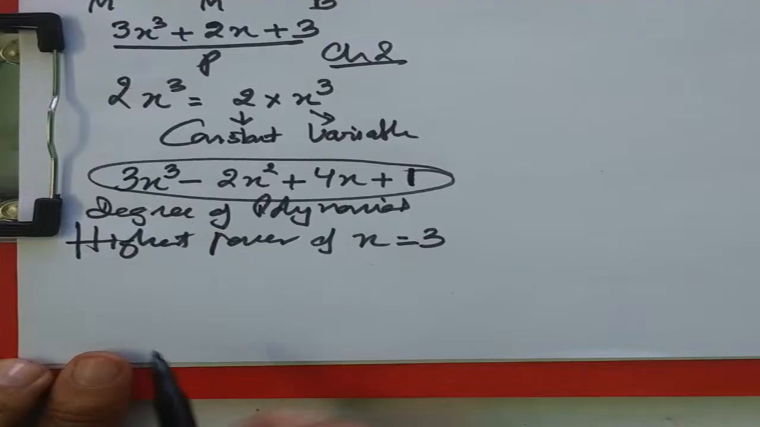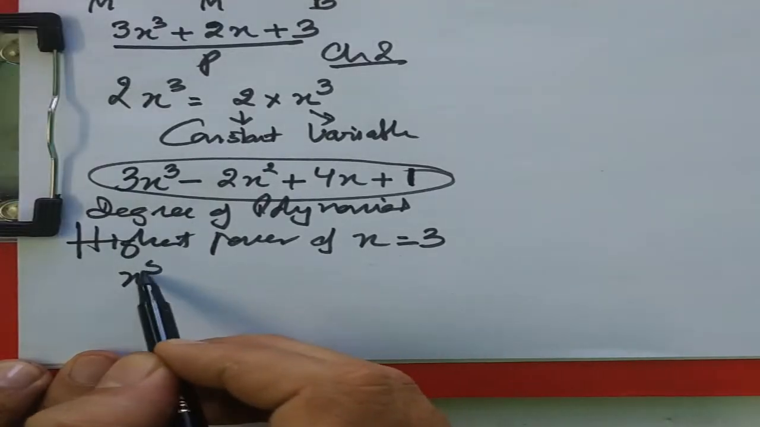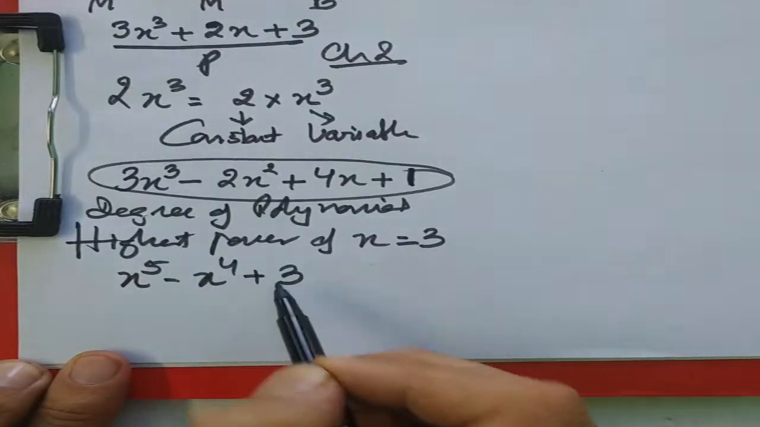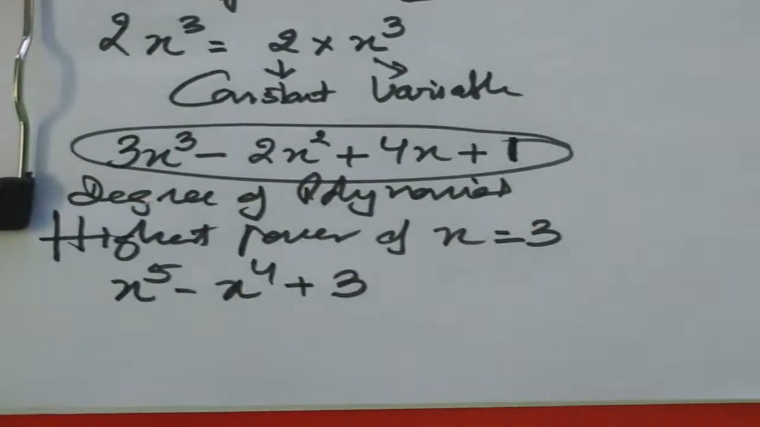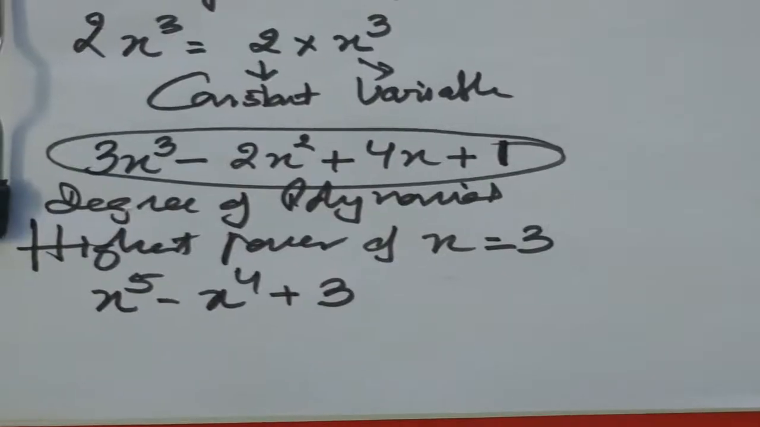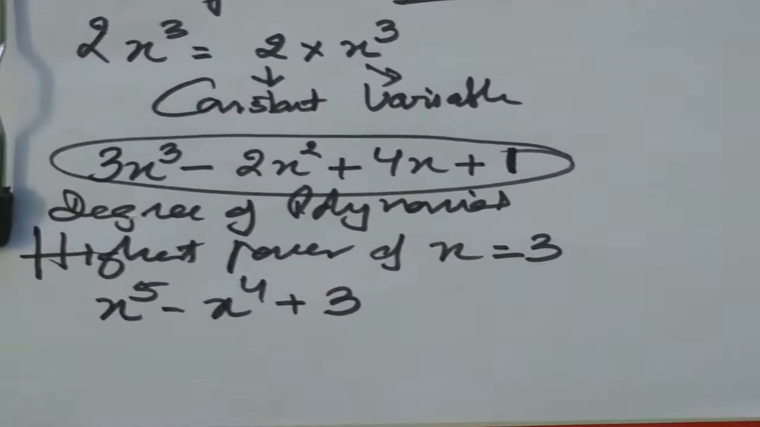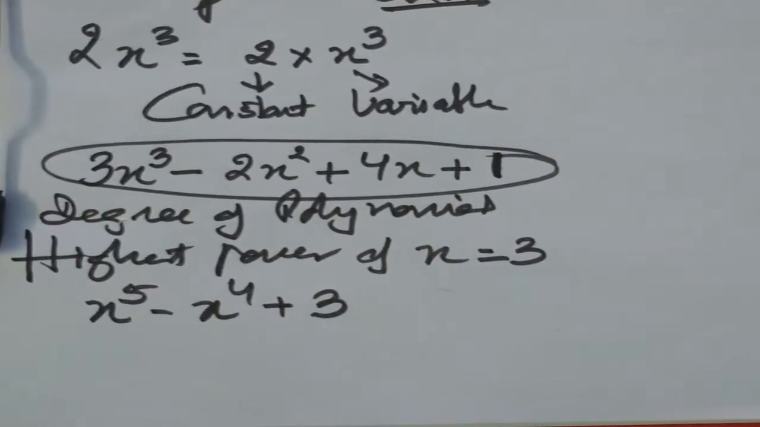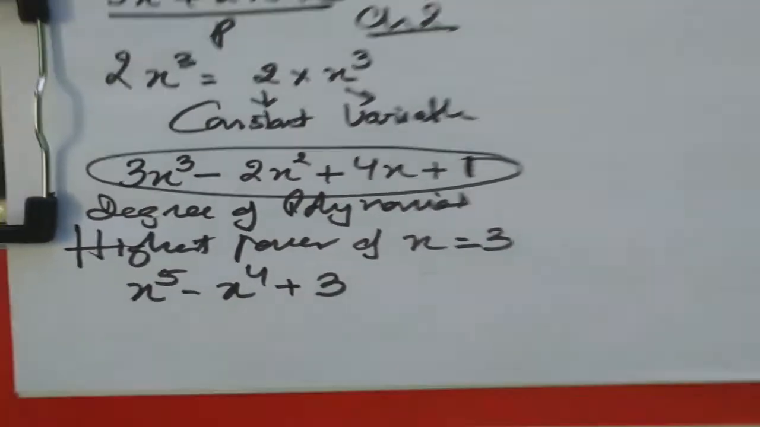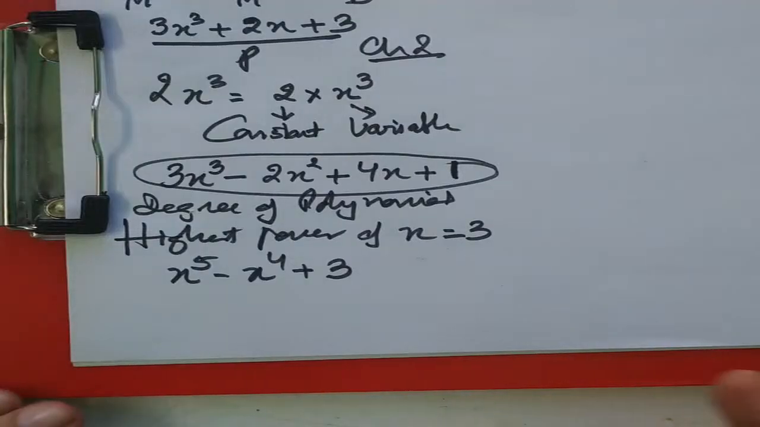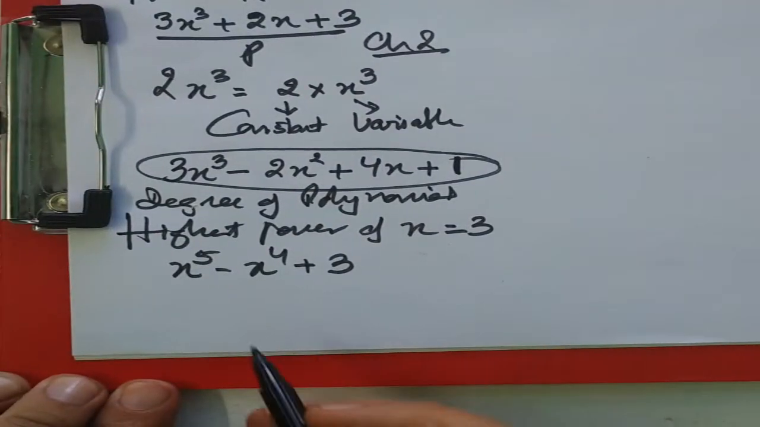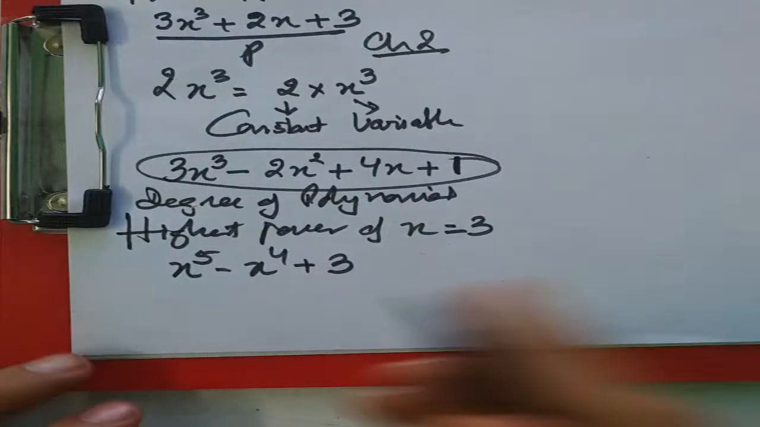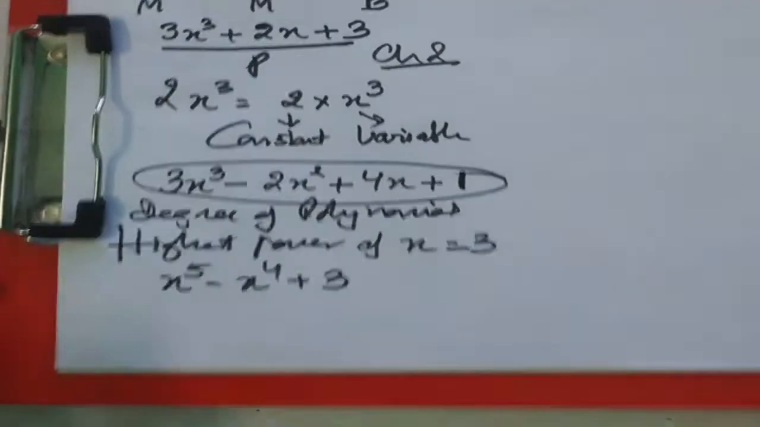Now what is the degree of this expression? x5 minus x4 plus 3. What is the degree of this expression? Type the answer below this in the chat. Type the answer. x5 minus x4 plus 3. Then what is the degree of the expression? This is from exercise 2.1.